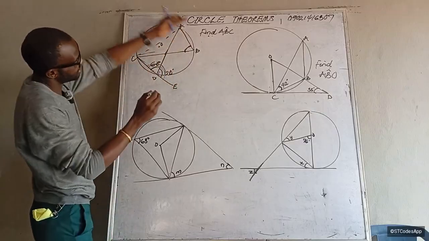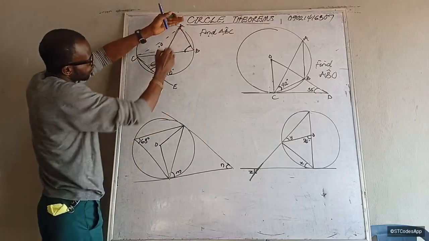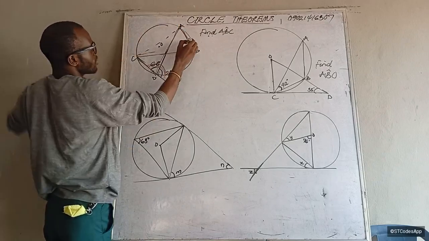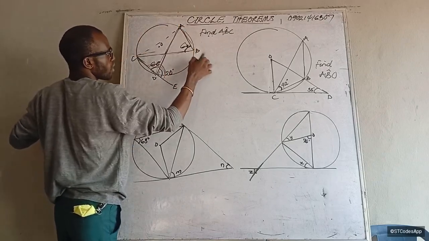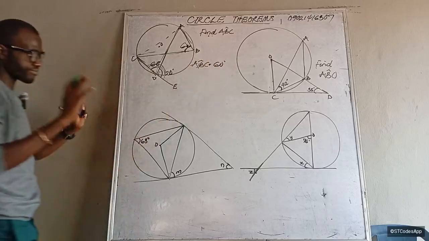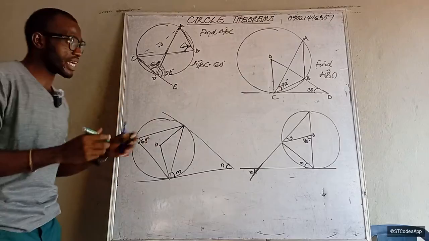So if this is 60 degrees, using angles in the same segment. Look at the segment there. This arc will make this angle here. The same arc will make this angle here. So 60 here. It is also what? 60. So angle ABC is what? 60 degrees. That's all.